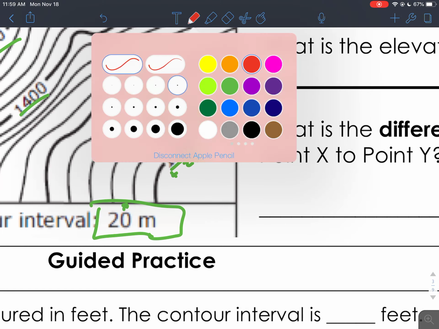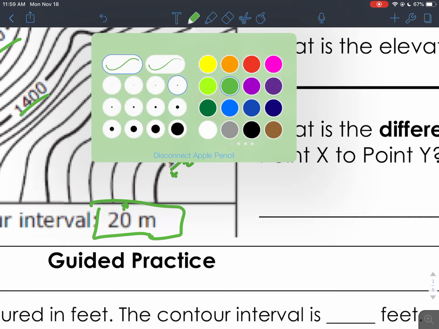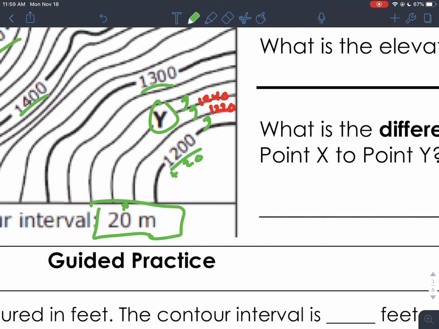You're scooting up. If you're at 1,220, you moved up one line, our contour interval is 20 meters, you are now at 1,240 meters. All right, y'all should start to see a pattern here. We're at 1,240, hop up. We are now at 1,260. Now I need to get another green arrow. Go up again.